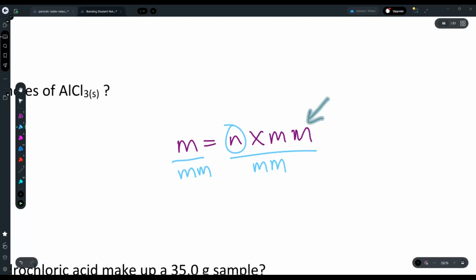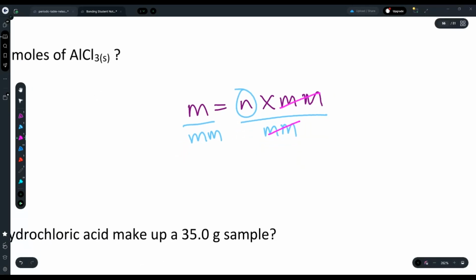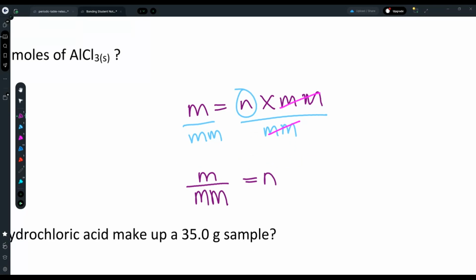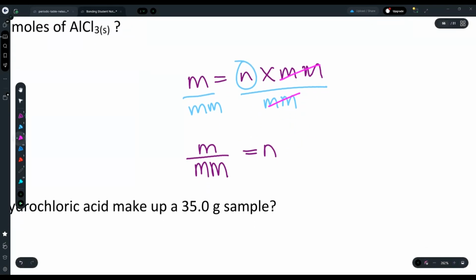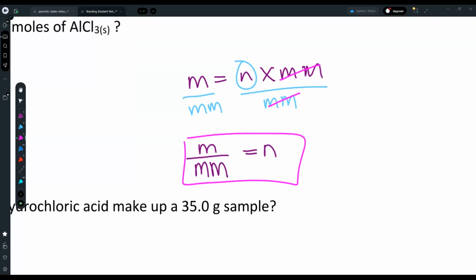Okay, so then molar mass cancels out, and if I write this all nice, neat, and pretty, we have mass divided by molar mass is equal to moles. So that is going to be the formula that we will use for these questions when we are not doing unit analysis.